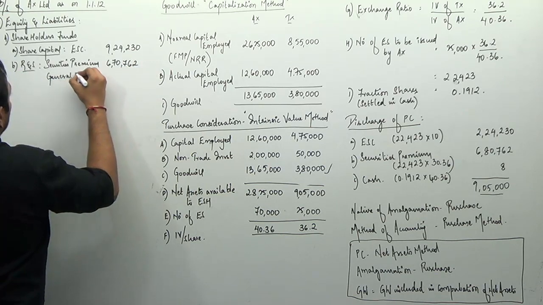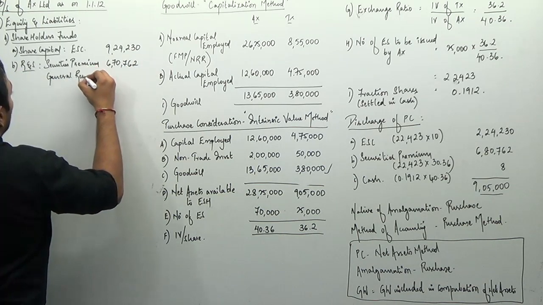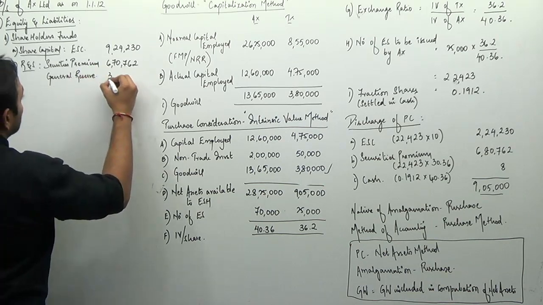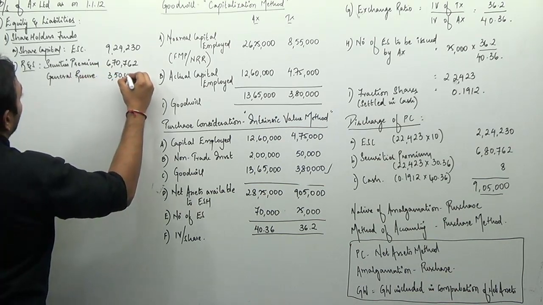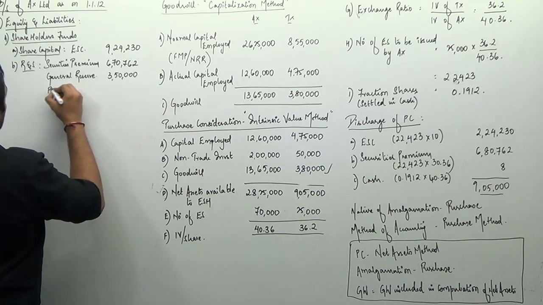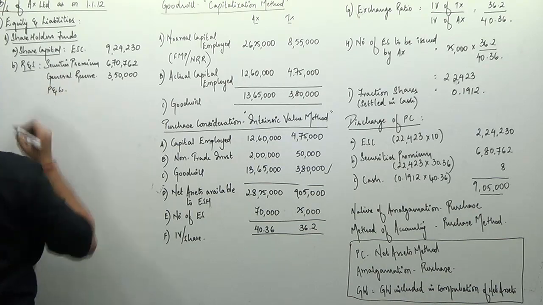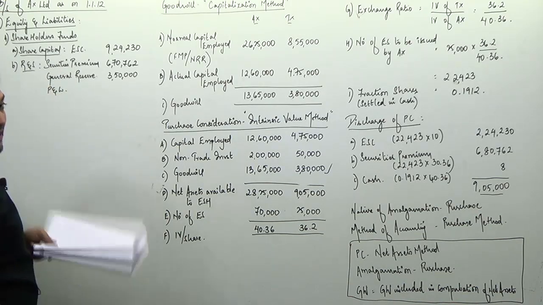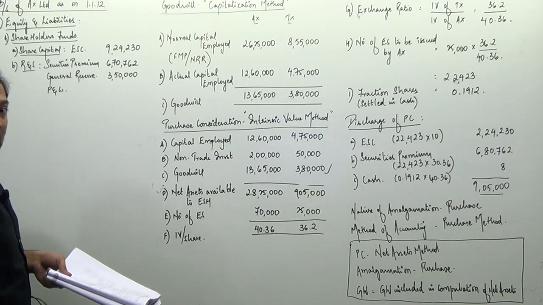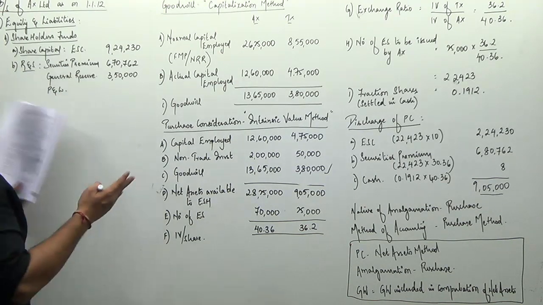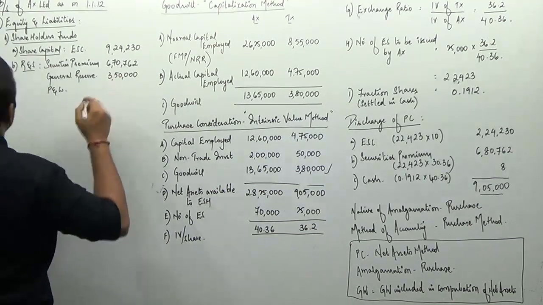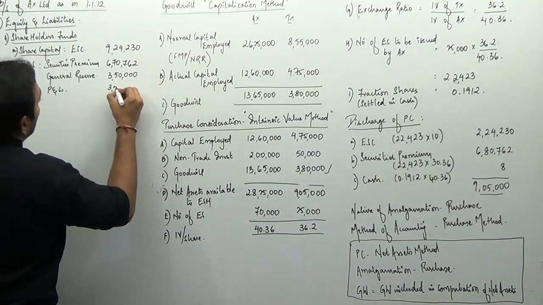Next one is your general reserve. It is amalgamation by nature of purchase. I will not take over the reserves of the selling company. So 3,50,000 straightforward. Only the purchasing company reserve. Next one is your P&L. Careful when you are writing the P&L because proposed dividend is being cancelled. When proposed dividend is declared, you reduce P&L. When it is cancelled, you increase P&L. Then the surplus will become 2,10,000 plus 1,40,000, 3,50,000.